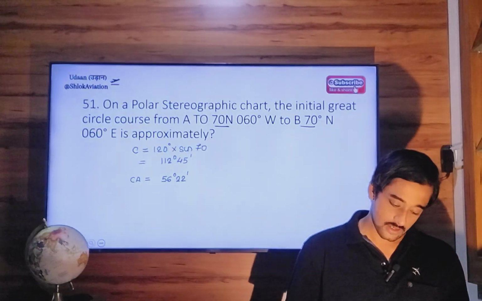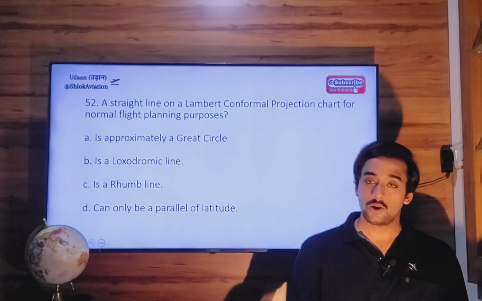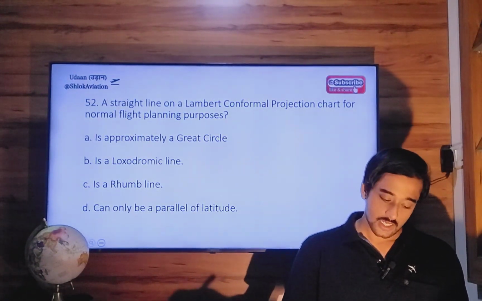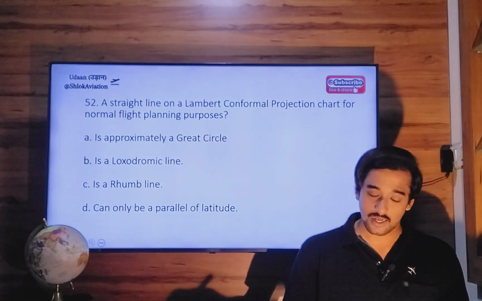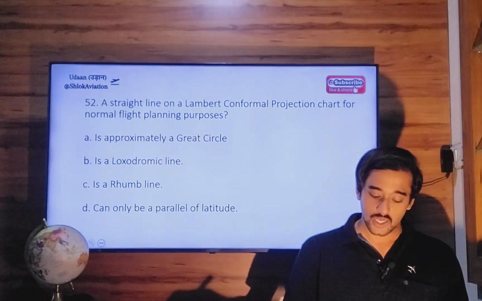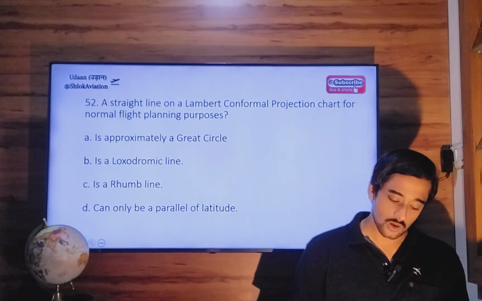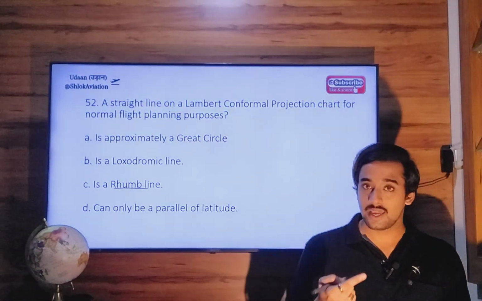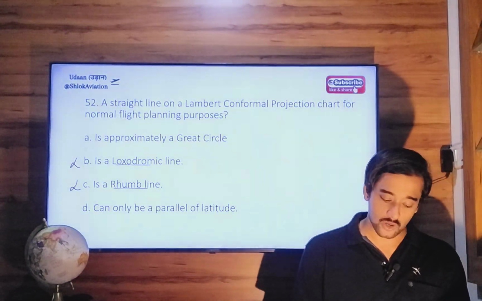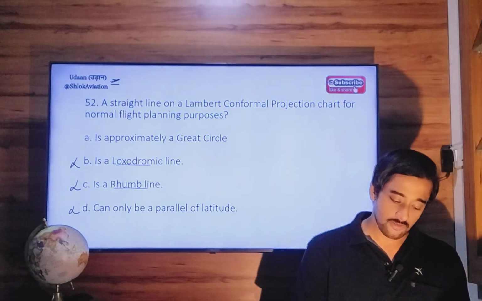Next, 52. A straight line on a Lambert's chart for normal flight planning purposes is approximately a great circle, is approximately a loxodrome. A rhumb line can only be a parallel of latitude. So a different name for rhumb line is loxodrome. So Bravo and Charlie will be wrong. Can only be a parallel of latitude, wrong.